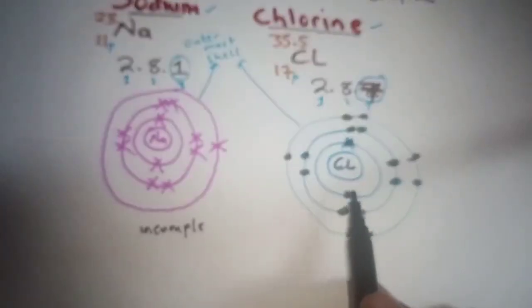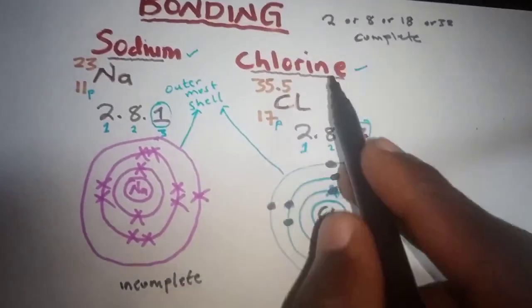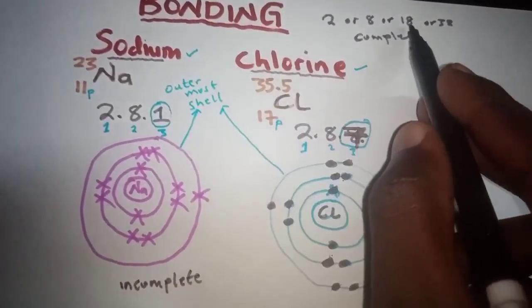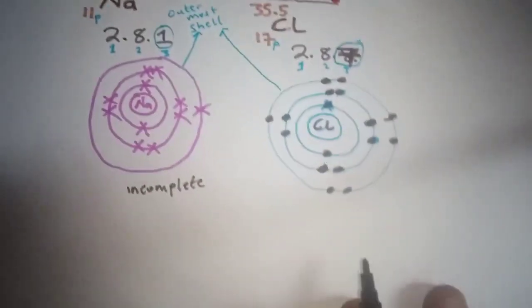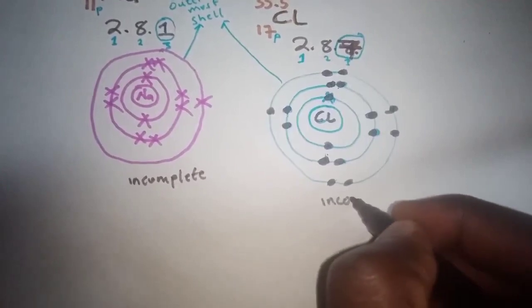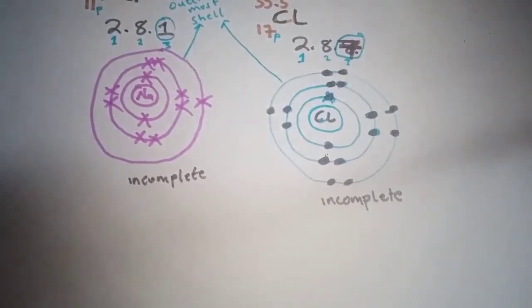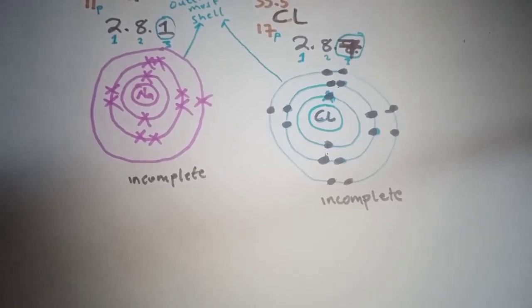Similarly here, you have 7 electrons. They should be 2, 8, 18 or 32. But here you have 7. So this as well is incomplete.